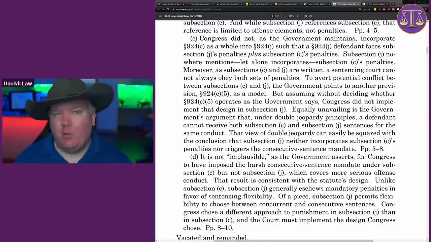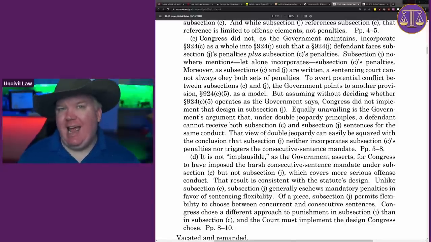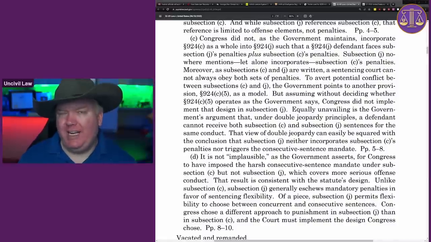We're not going to go out of our way to find conflicts. So, yes, there are some situations in which C and J might not conflict, but there are some situations in which it does. And so we can't read J as fully incorporating C, because if it fully incorporated C, then the statutes would at least part of the time be in conflict. And we don't do that. We don't read in conflicts.